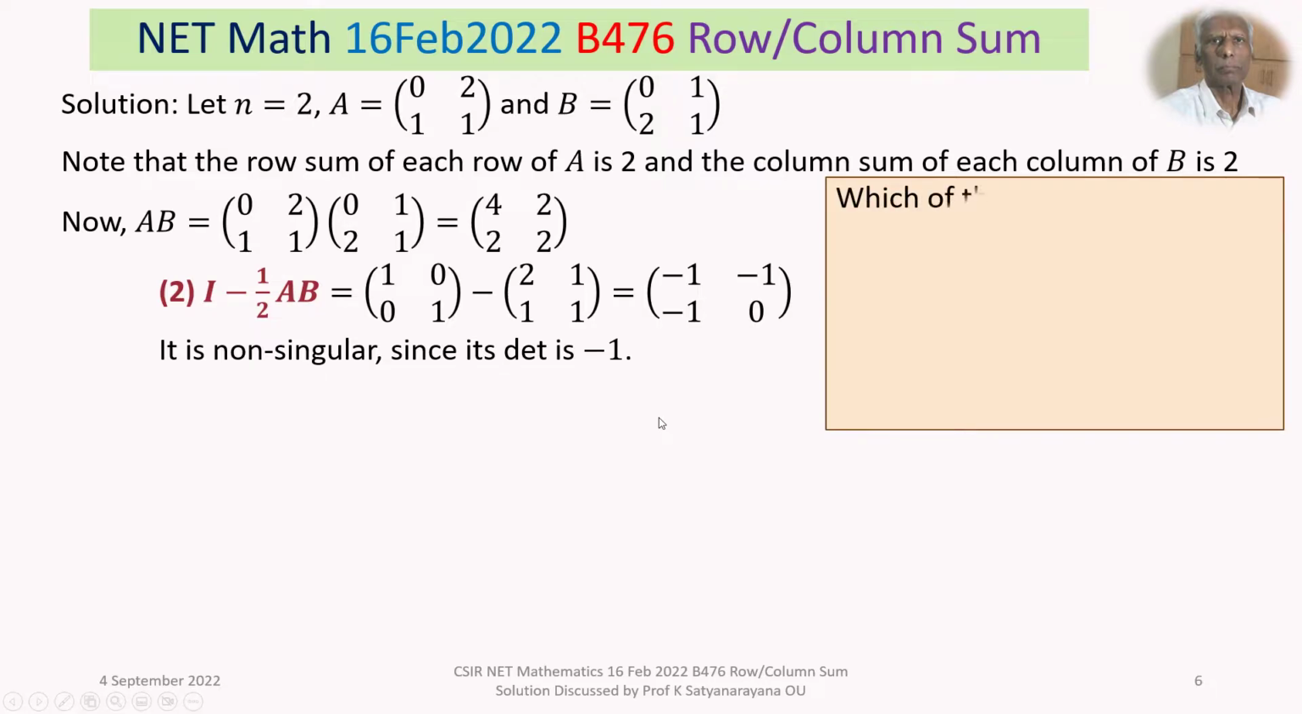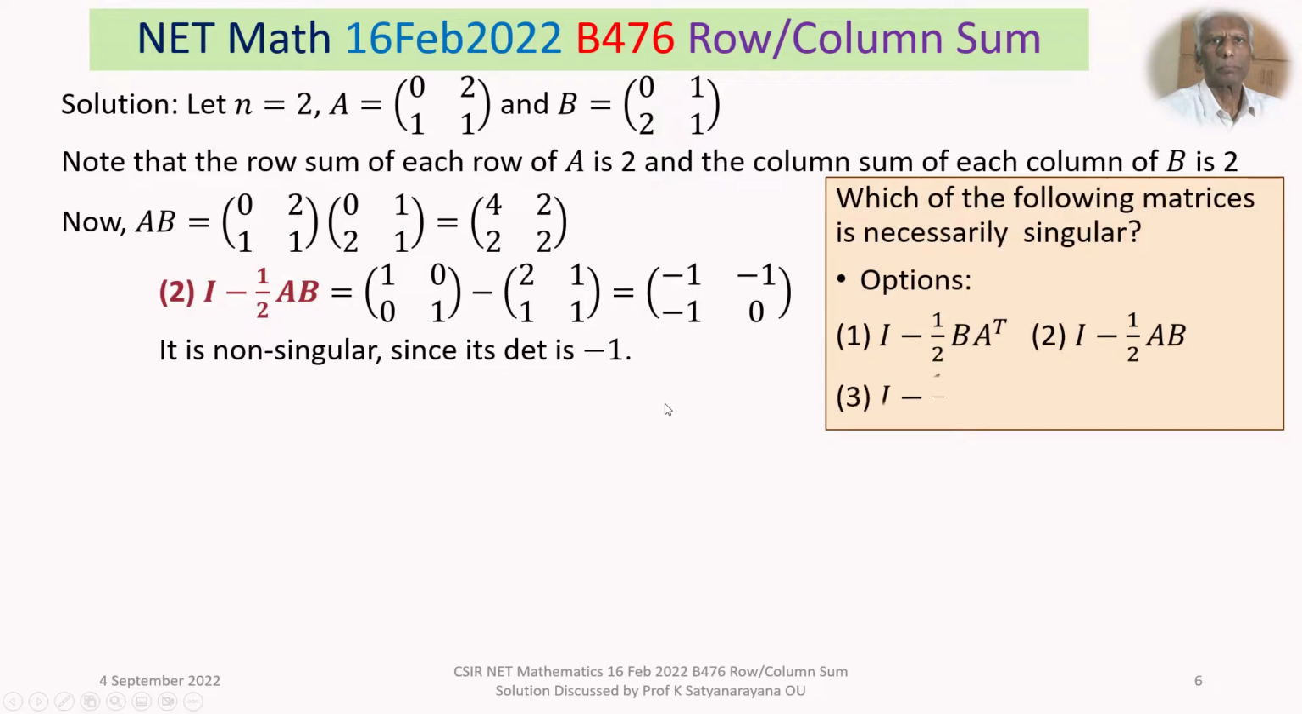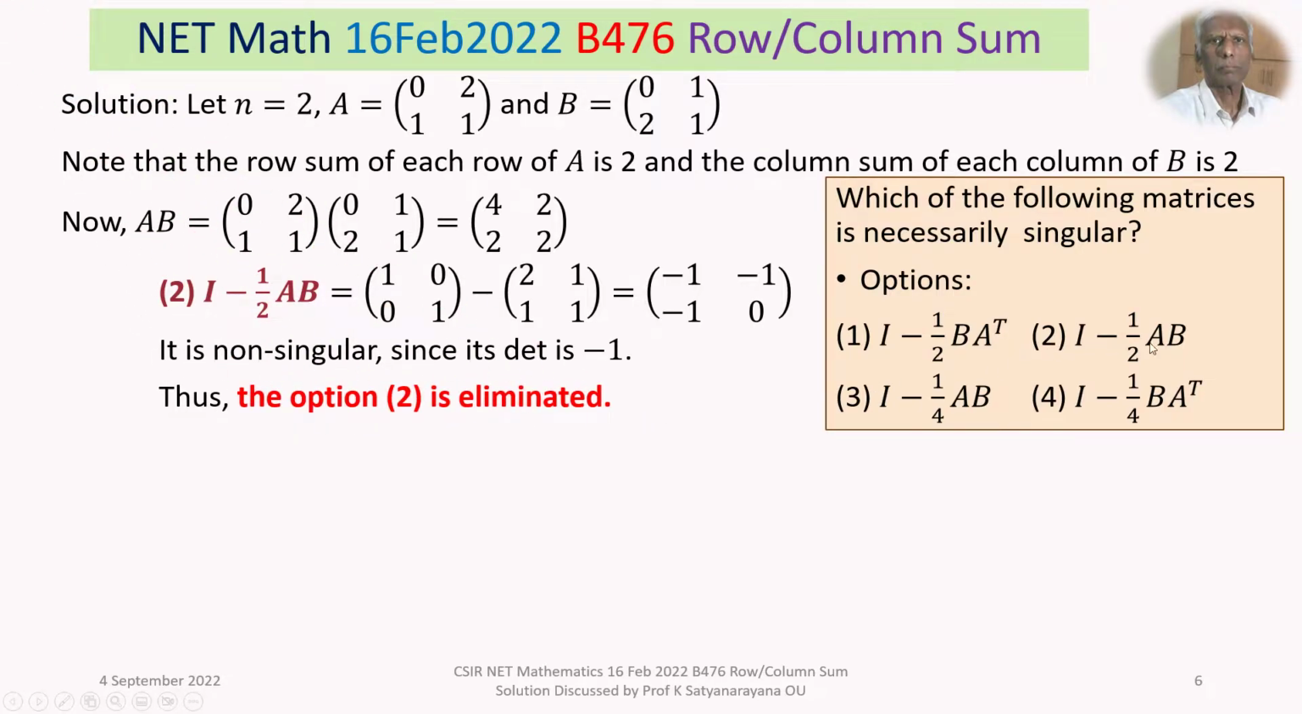So look at our options. Which of the following matrices is necessarily singular? So option 2, I minus 1 by 2 AB, is non-singular. We have to find the singular case in this. So therefore option 2 is eliminated. So this is eliminated by means of this counter example.